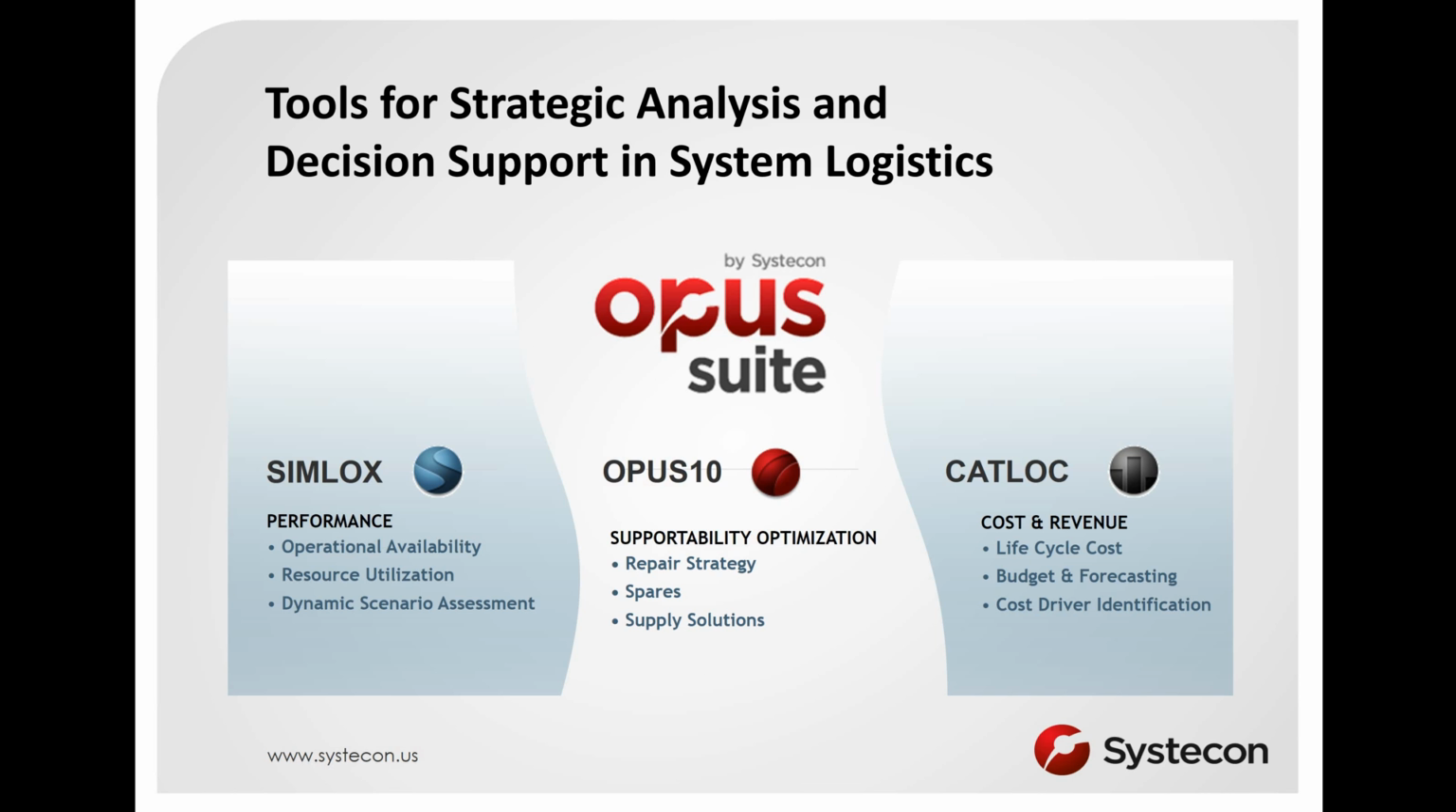So let's talk a little bit more about the software itself. Again, our software is primarily designed for strategic analysis and decision support in systems logistics. Our primary software is Opus Suite. Opus Suite consists of three modules. Opus 10, which is a supportability optimization tool that will help us understand what the best way to repair a system is, the optimal set of spares and location of those spares, and various types of supply solutions.